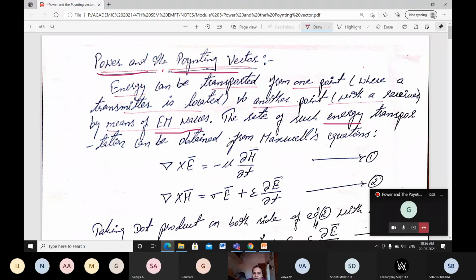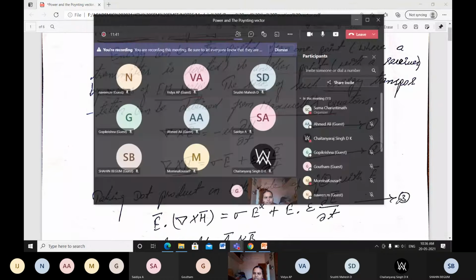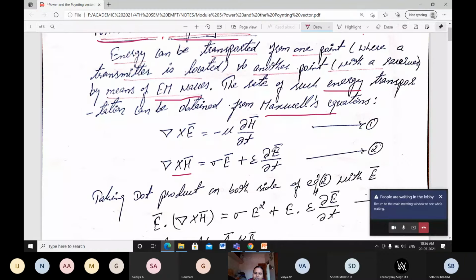Energy transportation can be obtained again from Maxwell's equations only. In this case, we will be considering Maxwell's equation as del cross E, that is electric field intensity, equals minus mu dou H divided by dou T. This one equation we will be using, and in terms of the magnetic field, del cross H is going to be sigma E plus epsilon dou E divided by dou T. The same equations we took previously. Again we are using those equations.